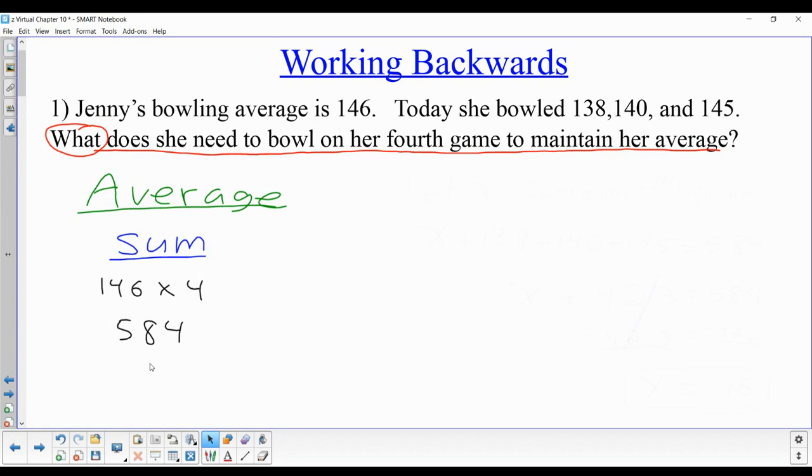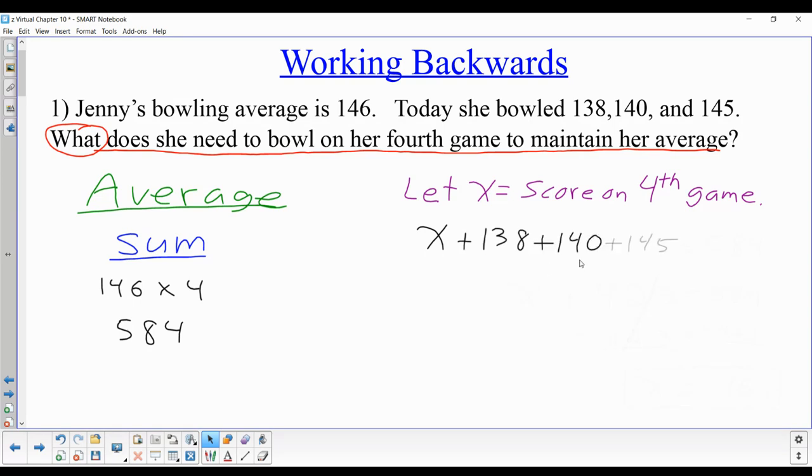Now that I know what the total is supposed to be, I'm going to write a let statement. Let X be that missing score of the 4th game, and then I'm going to add all 4 games together. I'll take the one I don't know, which is going to be X, and I'll add it to the 138 plus the 140 plus the 145, and the 4 games should have a sum, and we got that from down here, of 584. Once I have the equation, you're going to solve the equation. But as far as setup goes, that's all there is.